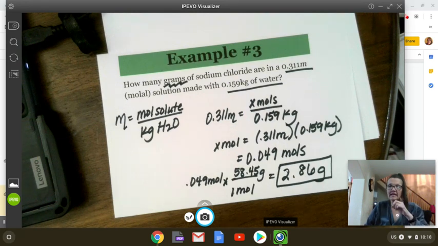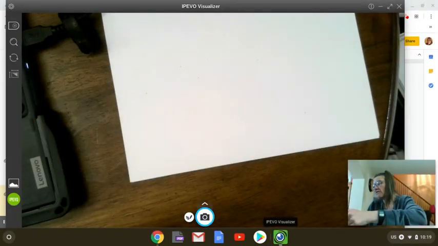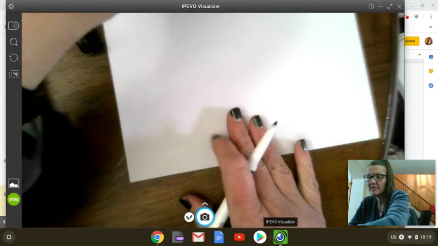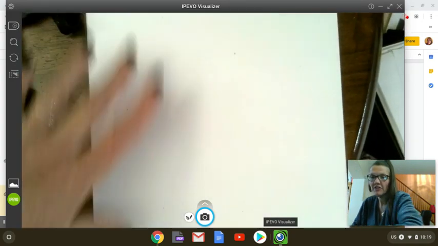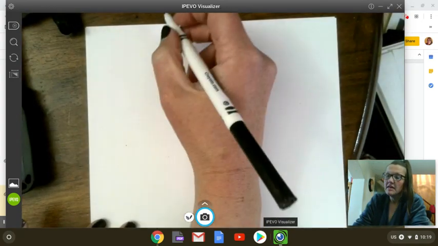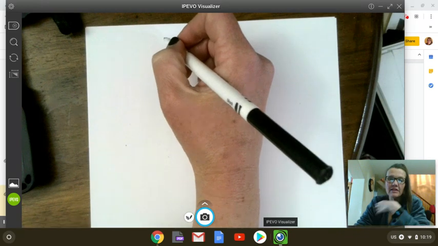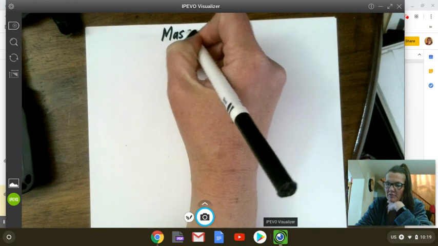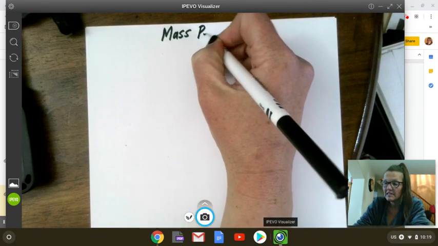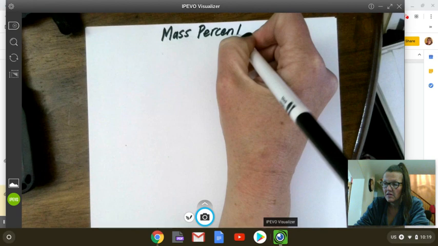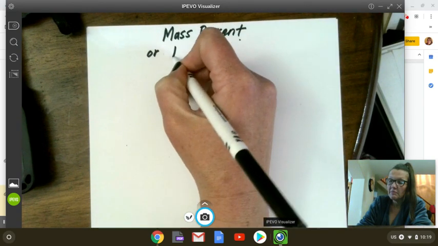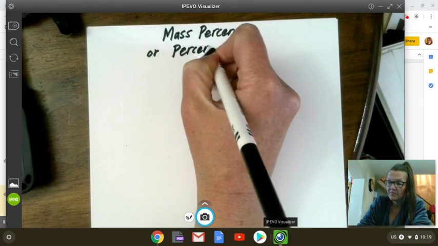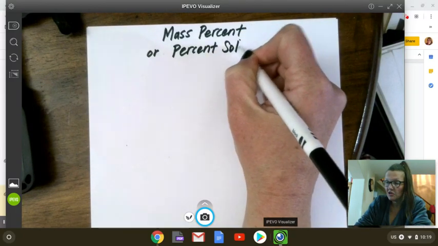That is the second way for you to describe a solution using numbers. And then lastly, we have our final way to describe a solution. And remember, as I talked about last time, this is kind of the more common way that you describe solutions in everyday life. And that's as a percentage. So we call it mass percent, or some people call it percent solution. You might see either term.